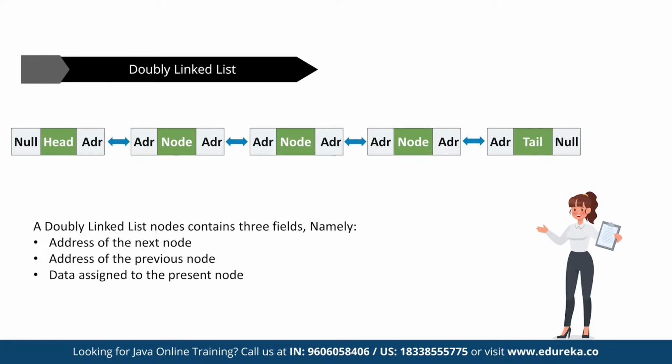Then the second type of list is the doubly linked list, which we also call bidirectional. It contains the address of the next node and the address of the previous node, along with the data as well. So that is what we refer to as bidirectional, or the second type, which is the doubly linked list.